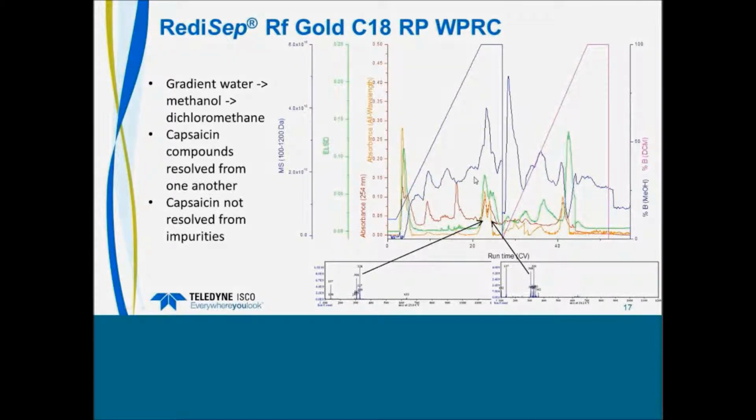The capsaicin compounds, I could resolve capsaicin compounds from each other, but you could still see from the general chromatogram that they weren't resolved very cleanly. But the fact that I could see them resolved from each other suggests a possible secondary purification step later on.